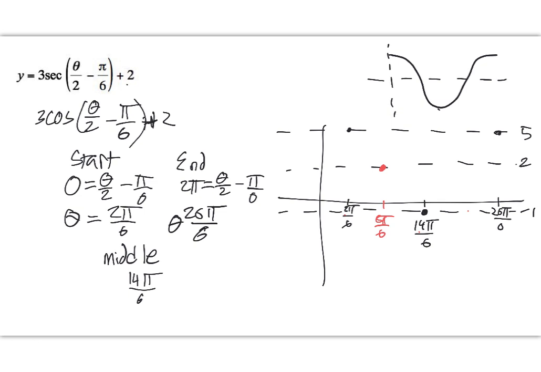And then same thing on the other side, 14 and 26 is going to be 40. This is going to be half of that, 20 pi over 6. Okay, all of those would have reduced. We would have been fine.